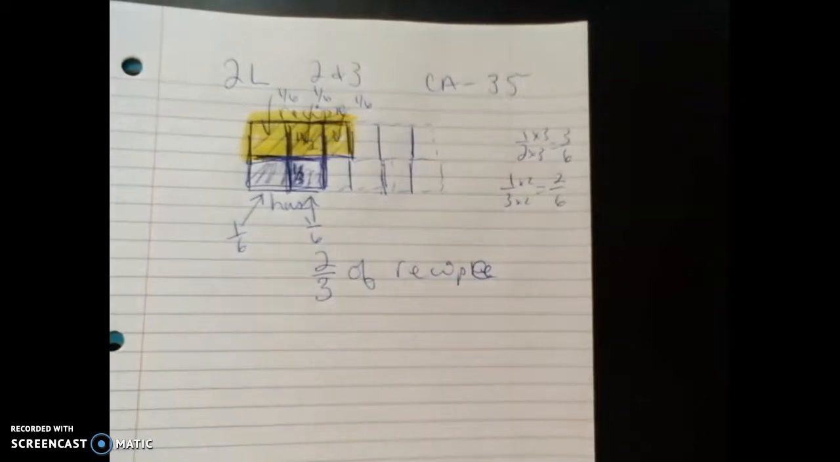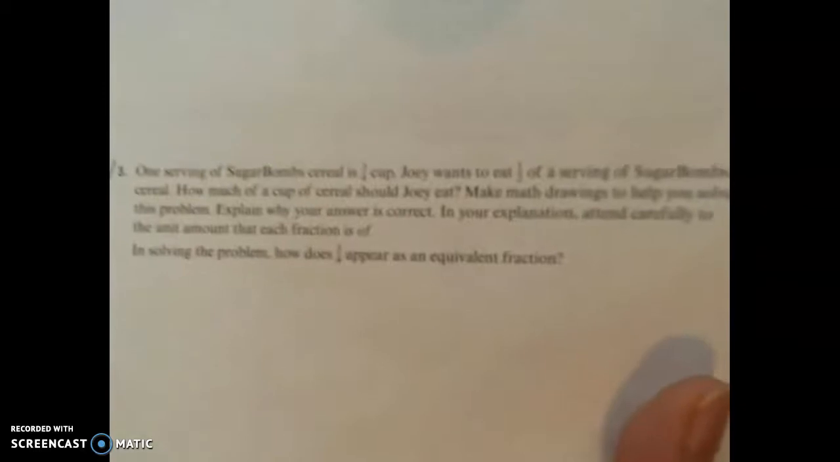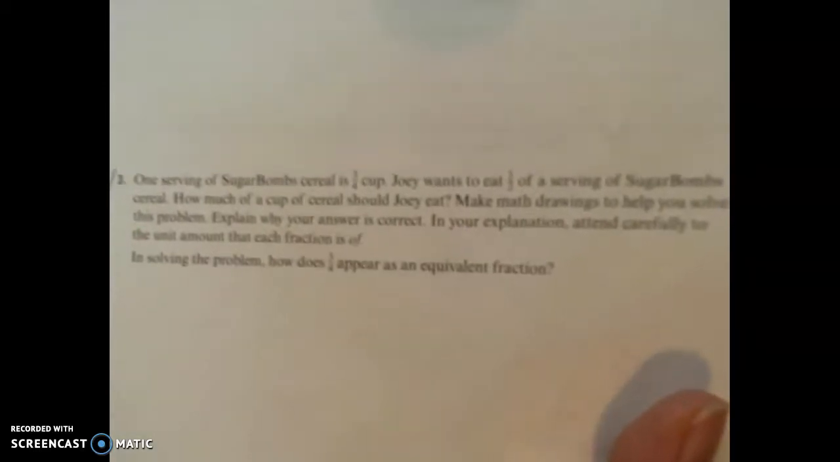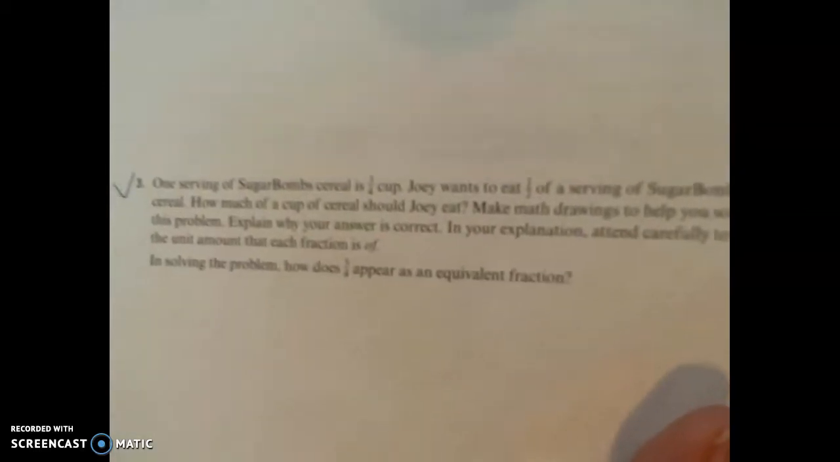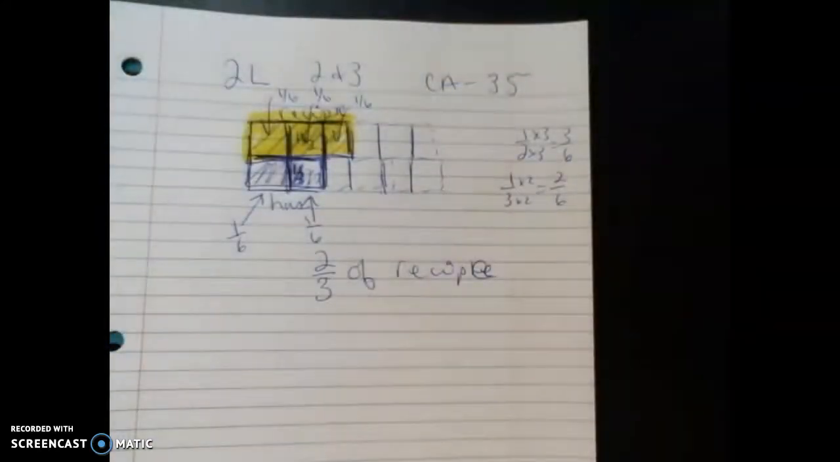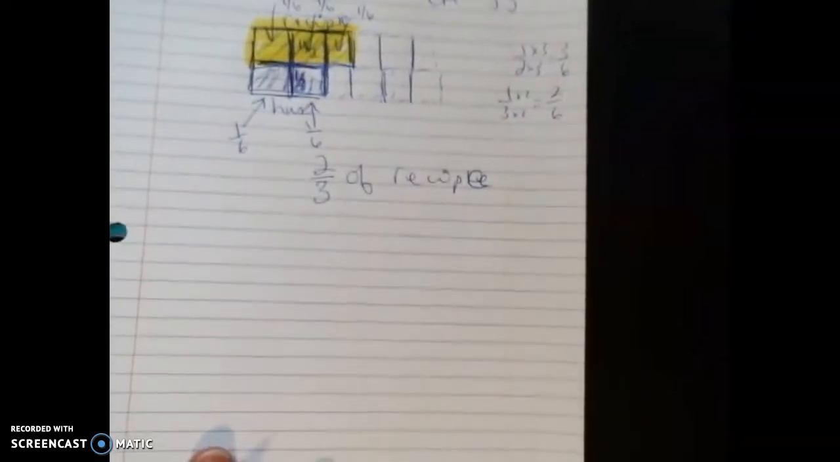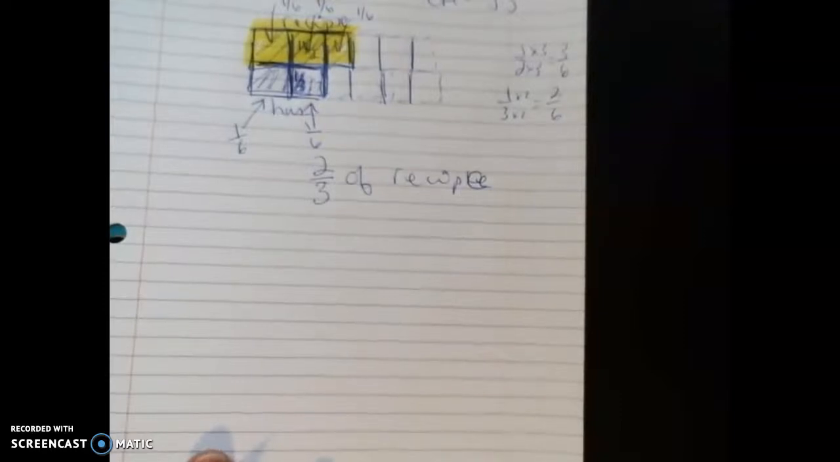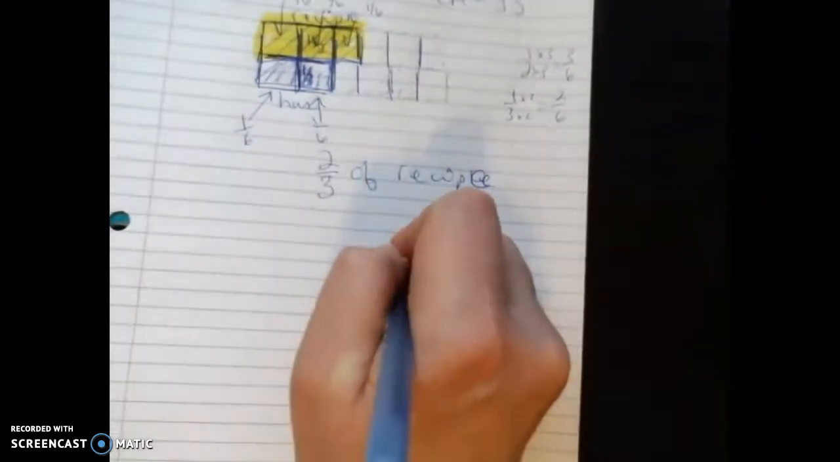All right, go ahead and read the sugar bomb one right there, number 3. And again, try to draw a picture and then try to see if you can figure out the answer. And then we'll talk about this one as well. Okay, so let's look at number 3. It says 1 serving of sugar bombs is 3/4 of a cup. Okay, so we have 3/4 of a cup.